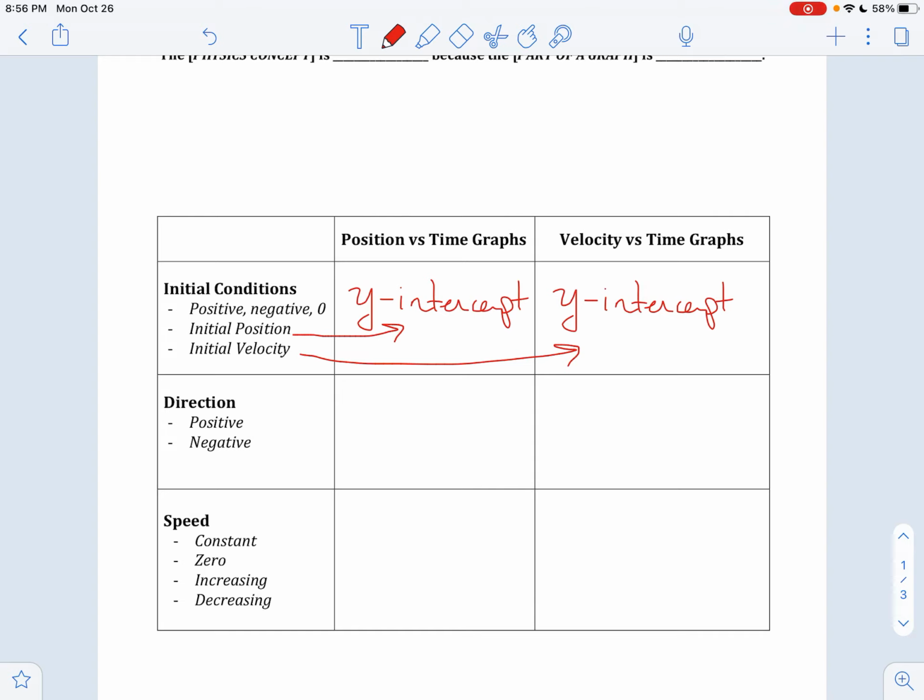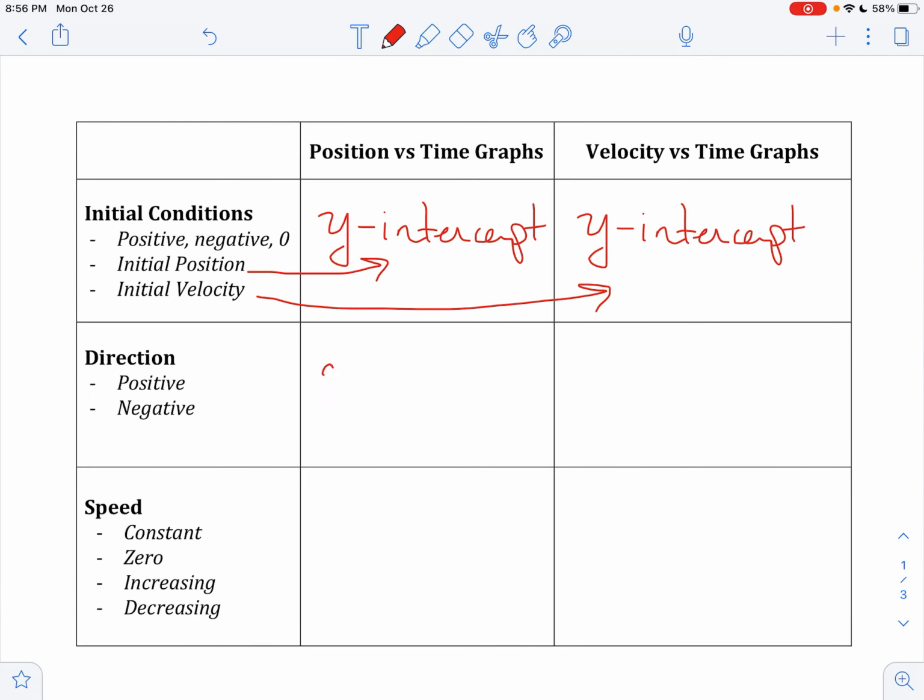Now direction on a position versus time graph. First off, direction of an object can be positive or negative. Typically to the right is positive, to the left is negative. On a position versus time graph, the slope tells us if the direction is positive or negative. So a positive slope, something like this, versus a negative slope. We could also have a positive slope that is a curve, or a negative slope that is a curve. So there's a couple different options like that. The slope of a position versus time graph tells us the direction.